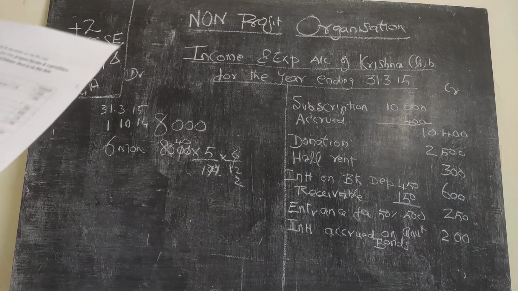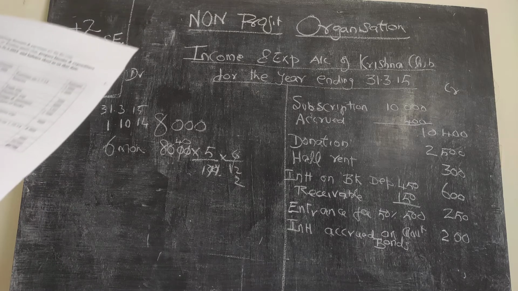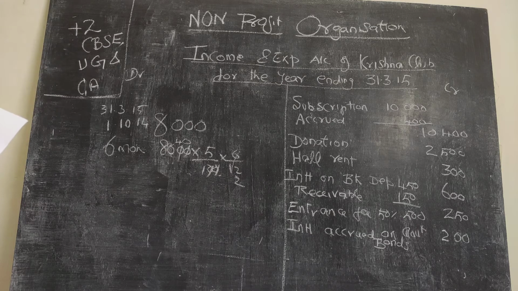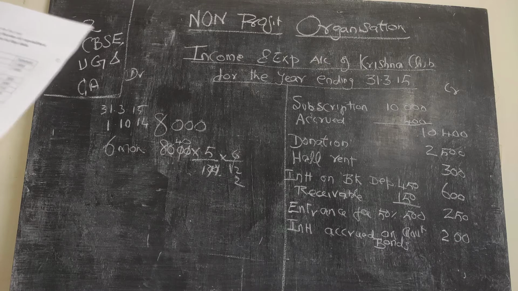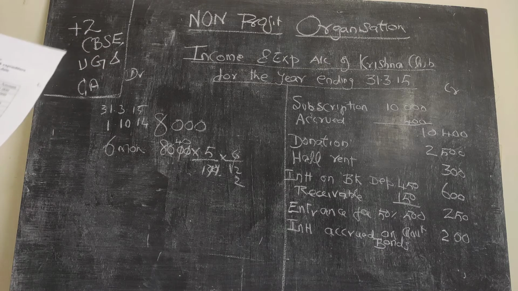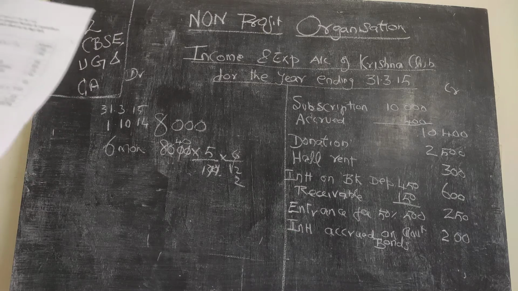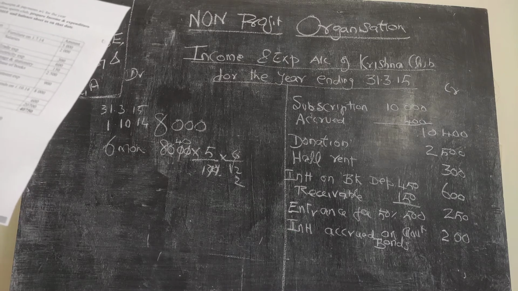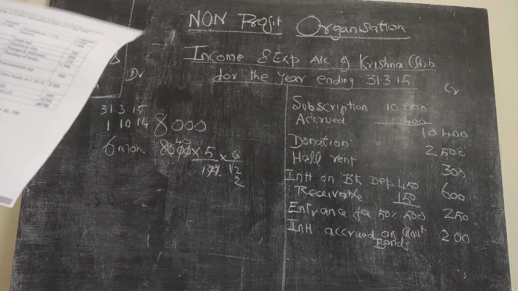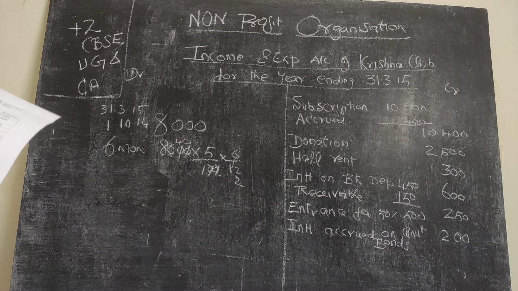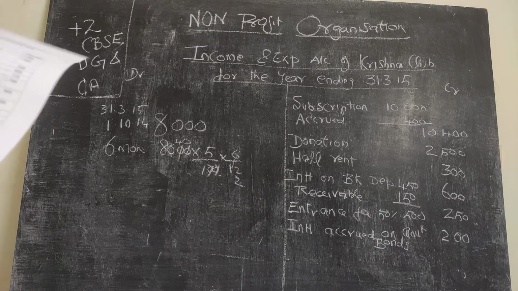So we have taken into account the subscription 10,000 and accrued 400. Donation 2,500 is not for any specific purpose, so we are taking it into the income and expenditure account. Hall rent is 300, interest on bank deposit 450, and bank interest receivable 150, so I have added 600. Next comes entrance fee, 50% to be capitalized, so I am taking only 50% of 500, that is 250, as income.